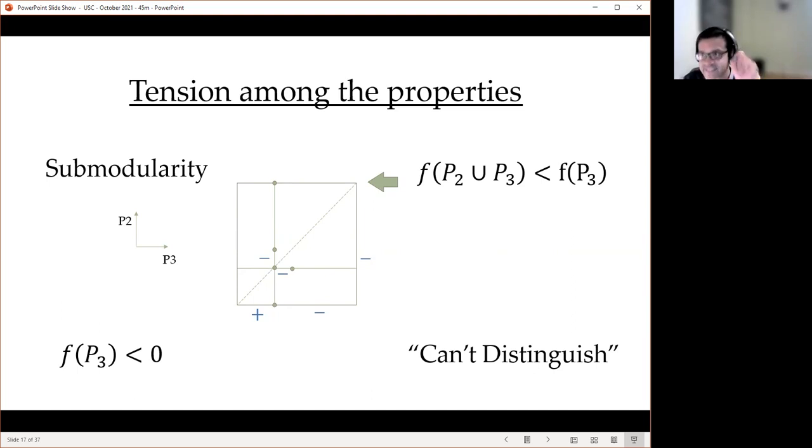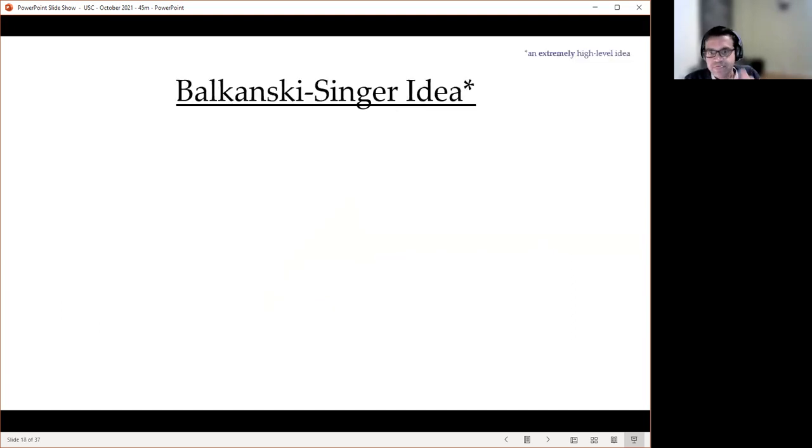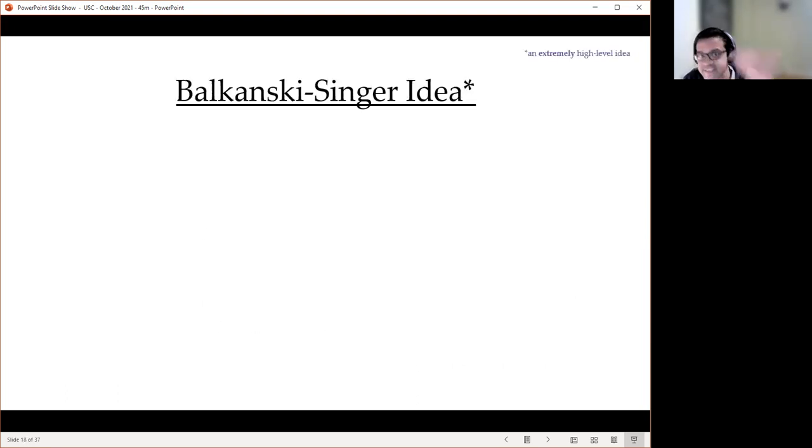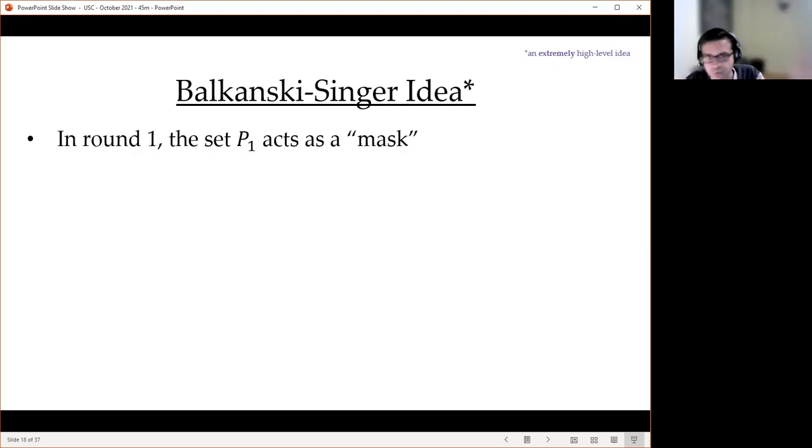So what do Balkanski-Singer do to get rid of it? They have this idea, which they call masking. In this slice, we had assumed that x1 was 0. So the set S does not pick anything from P1. But in that case, x2 and x3 also should be 0. So this picture was in some sense cheating a bit. So what Balkanski-Singer's idea is, and this is an extremely, extremely high-level idea, they need to do a lot more work.